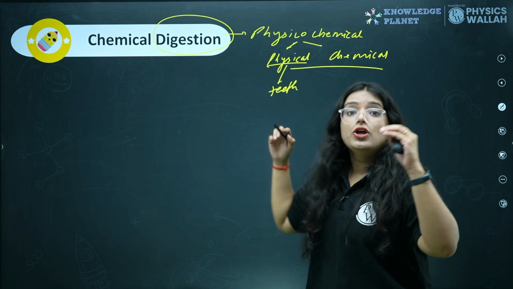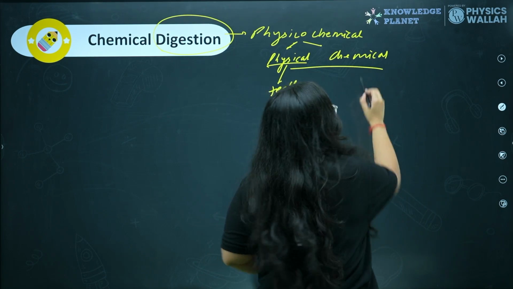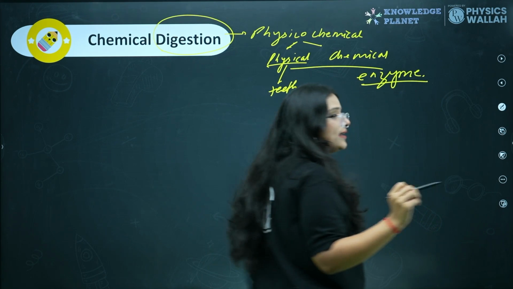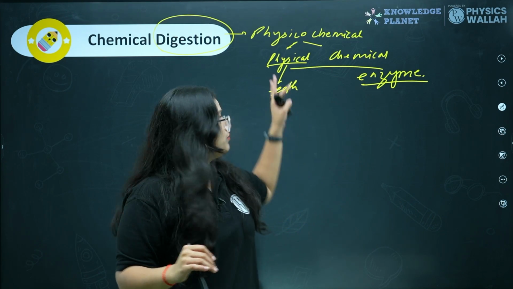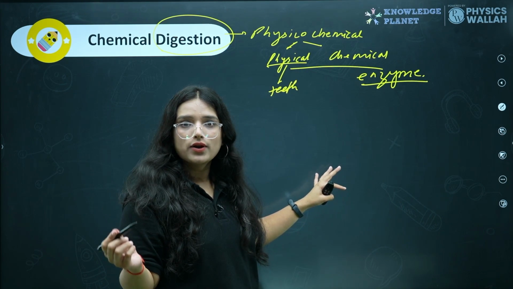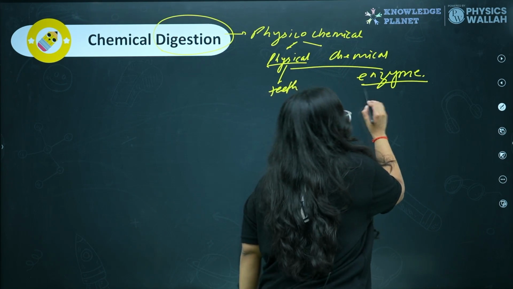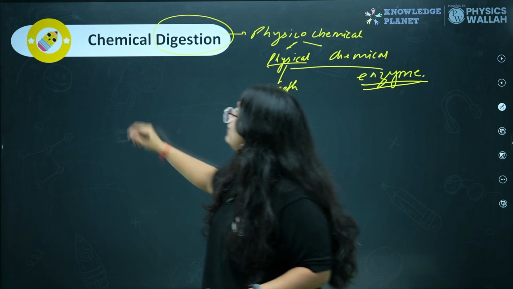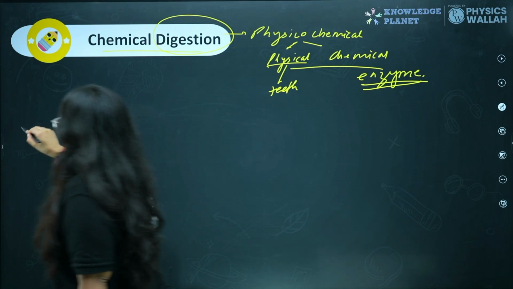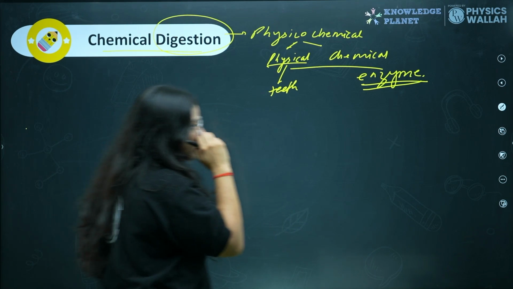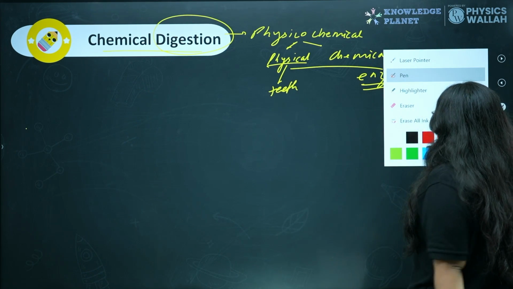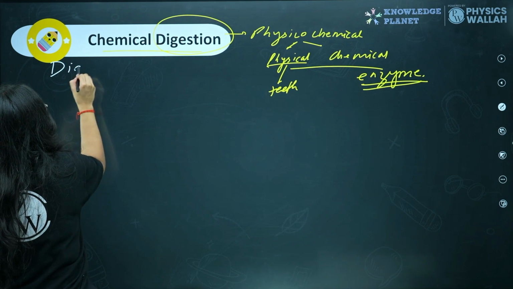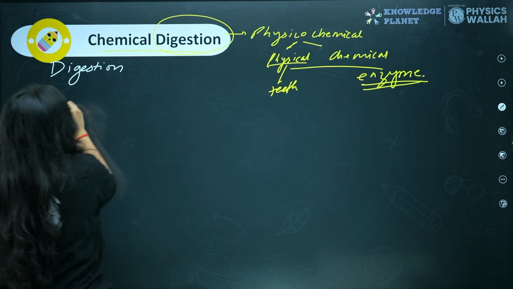But then the chemical process requires chemical enzymes. Enzymes are biocatalysts that will help in the chemical processes, okay. So that is done by the enzymes. Now here we are talking about digestion. So let's see where this chemical digestion takes place. We have already talked about where the digestion begins. Let's talk about the digestion first in the mouth.